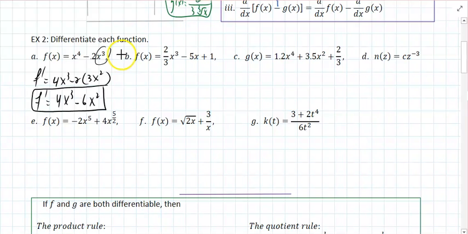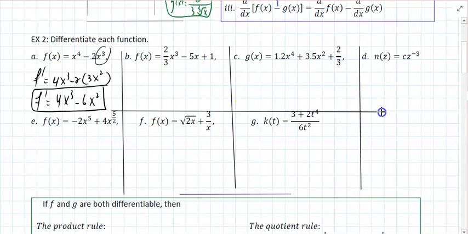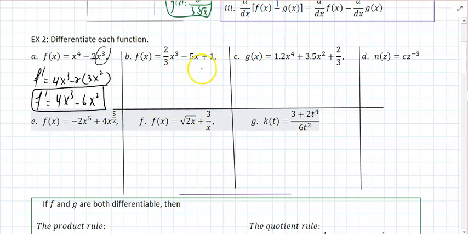And you'll notice a lot of functions in this section, they didn't give you with a limit because the work is intense. This is a shortcut. Do you ever have to use the limit? If the problem says find the derivative by using the definition, that's using the limit. Would I ask for that? Absolutely.